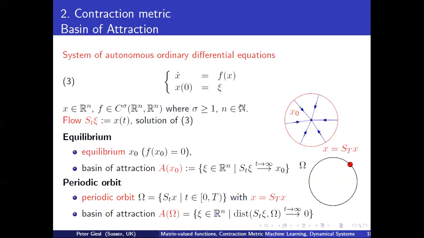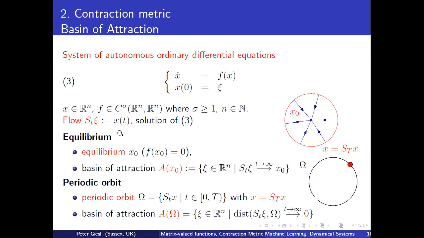Right, let's go to the next section, which is a contraction metric. So this is a dynamic systems part, and we're looking at a general autonomous ODE of this form: x dot is f of x, with an initial value x of 0 is psi. F will be C sigma. Sigma needs to be at least 1. We will have certain conditions on sigma later, which I will explain.